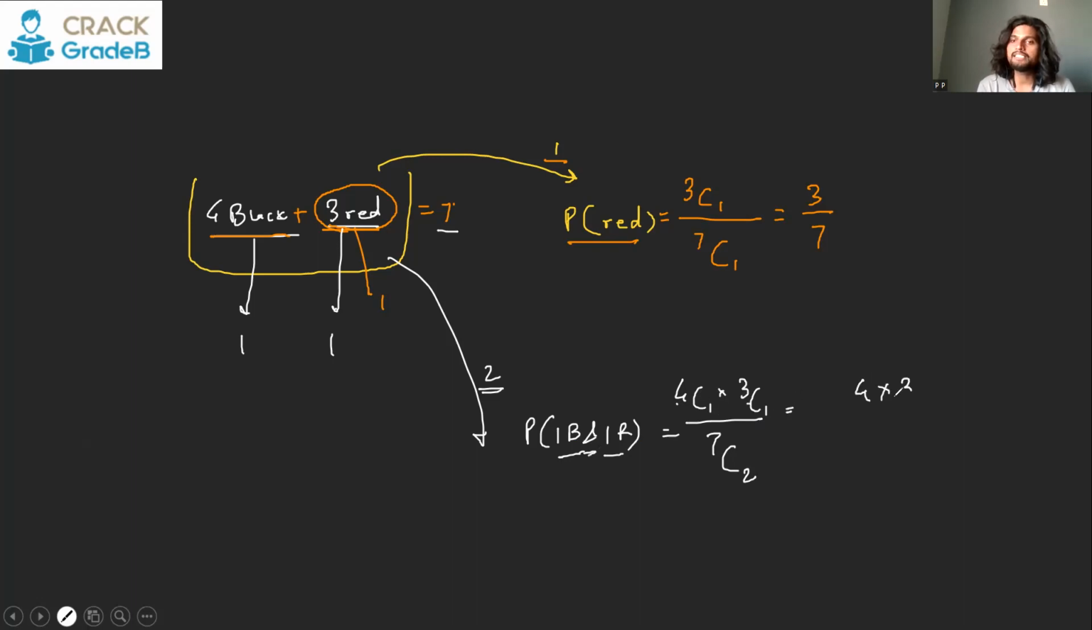4C1 is 4, 3C1 is 3, 7C2 is 7 into 6 upon 2. That upon 2 will go up, it becomes 12 into 2 upon 7 into 6. So 6 is 2 times, it becomes 4/7. The probability becomes 4/7.